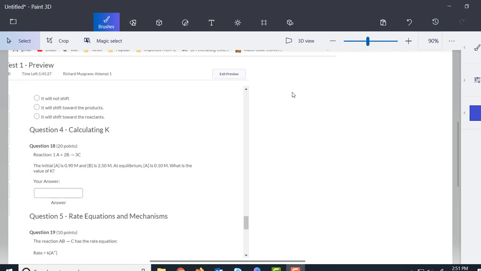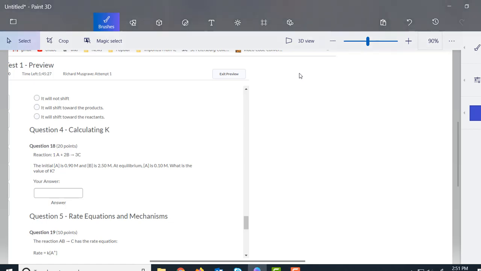So for a problem like this one, number 18, the initial A is 0.90 molar, B is 2.50 molar, and at equilibrium A is 0.10 molar. What's the value of K? So what we'll do is we'll set up a little table here.